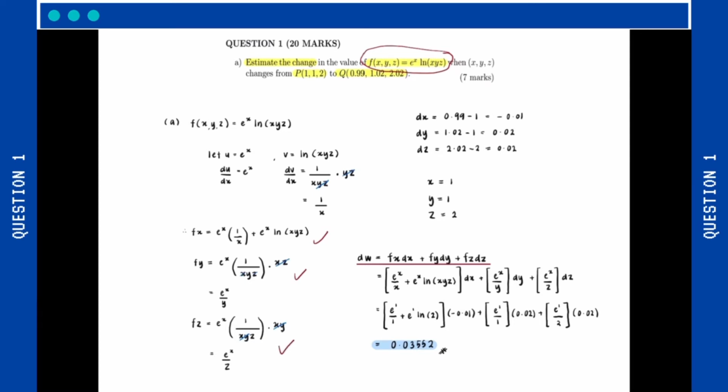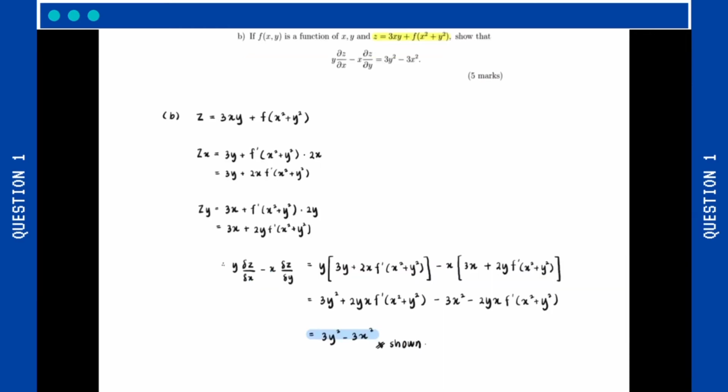From the question, we also know that the change is from point P to point Q. So from that, we know the values for dx, dy, and dz. The initial values from point P are the initial values for x, y, and z. After we obtain all the information that we need, we just plug into the formula and substitute all the variables with the values that we obtained just now. After we plug in and substitute all the values, we get this for the final answer.